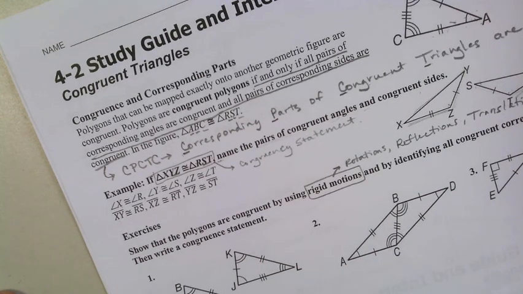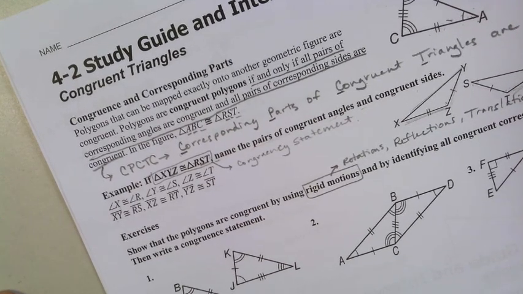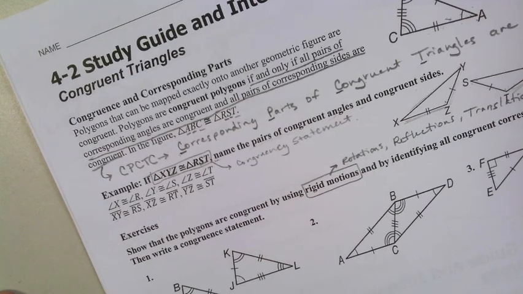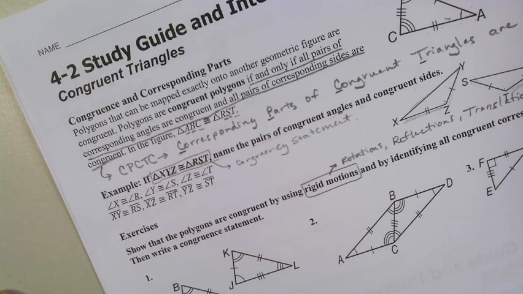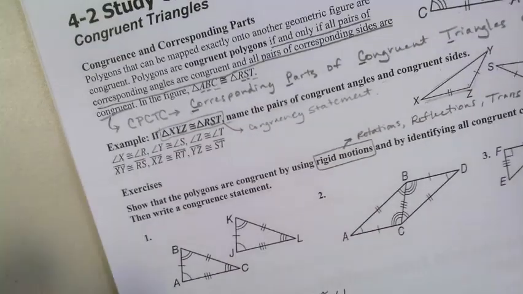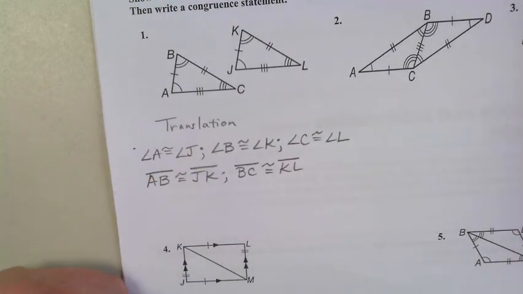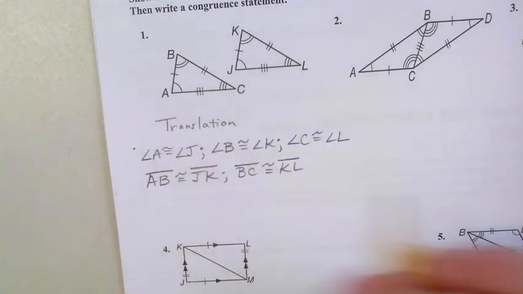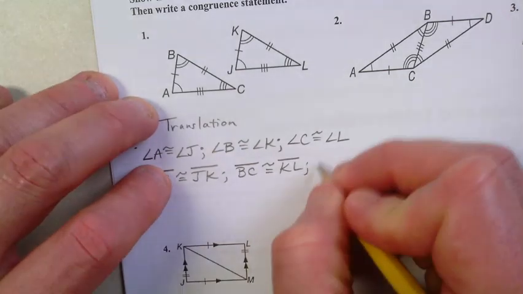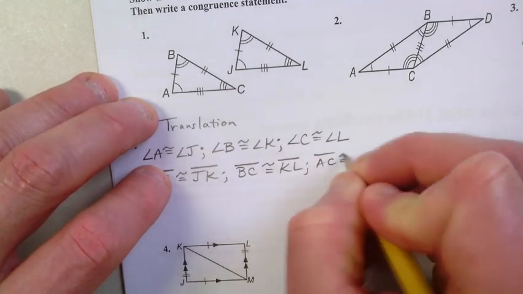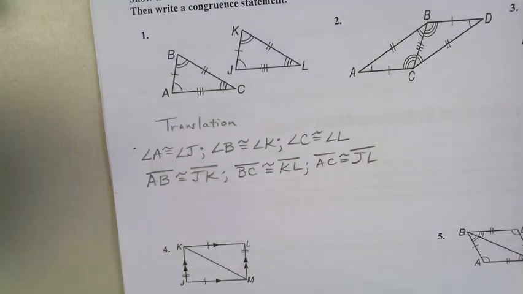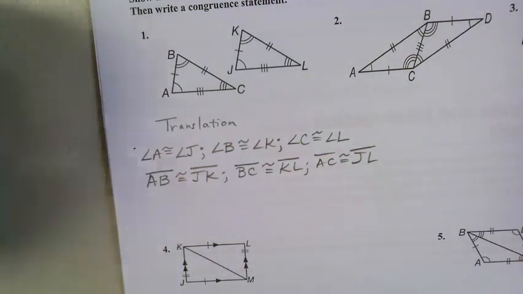Okay. As far as segments, again, looking at the congruency markings, AB is congruent to JK. And I know that BC is congruent to KL. Okay. And then the last one, just congruency markings, AC is congruent to JL. Okay, just matching up all those corresponding markings there.